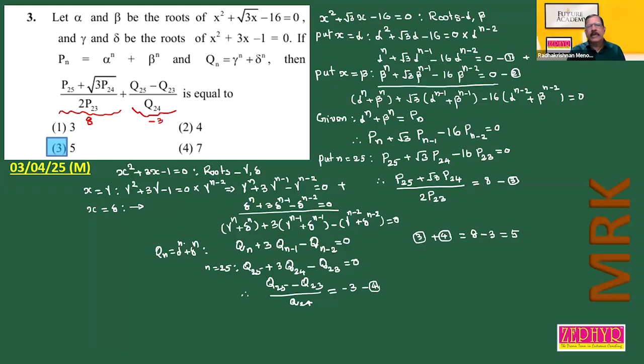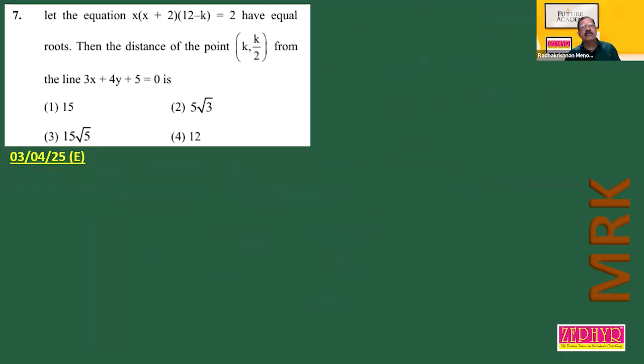Now, next question. For different types of questions on this quadratic equation, every year 2-3 questions will be there. So this is an easy question. Find out the condition for equal roots. Discriminant is equal to 0.